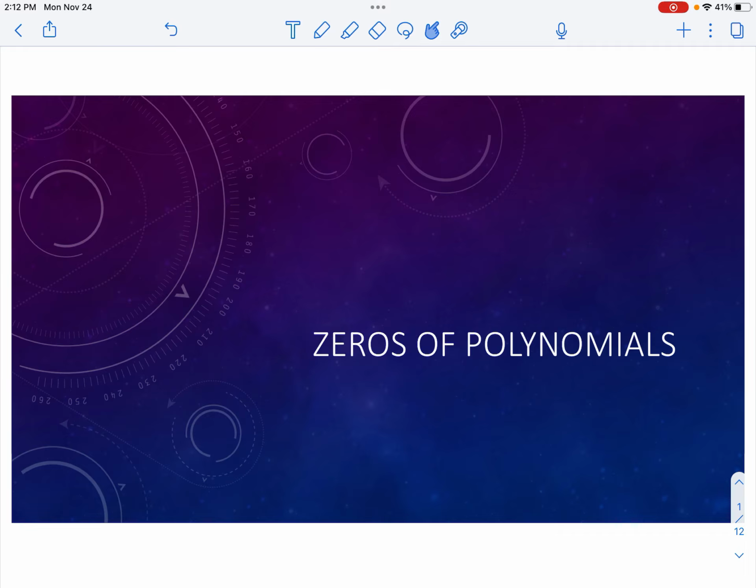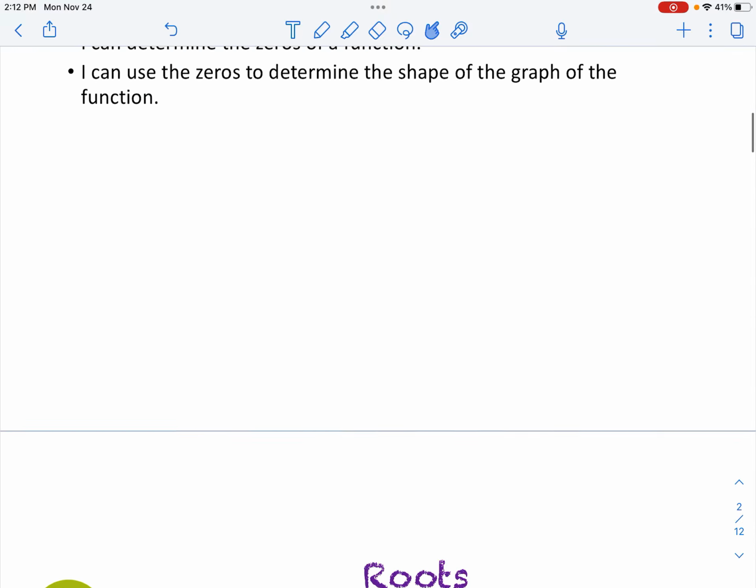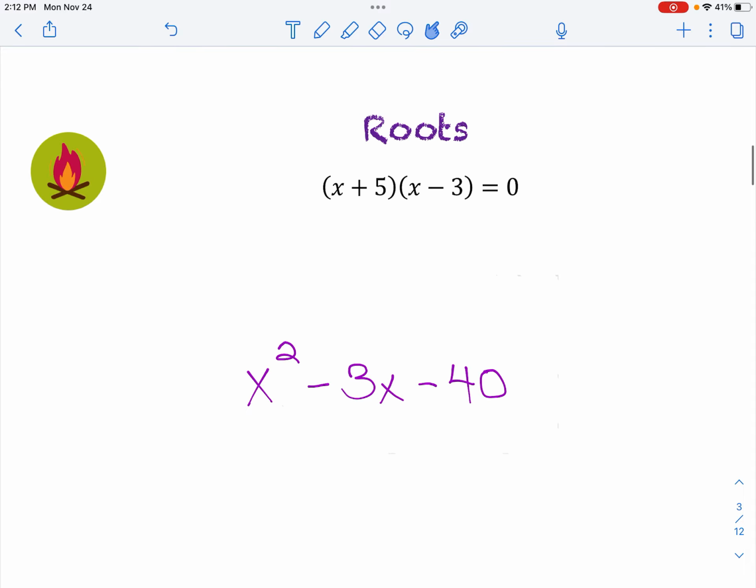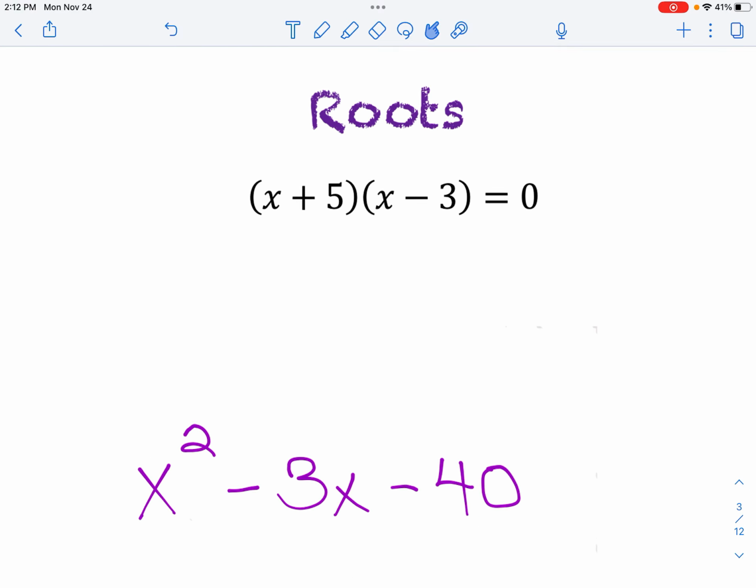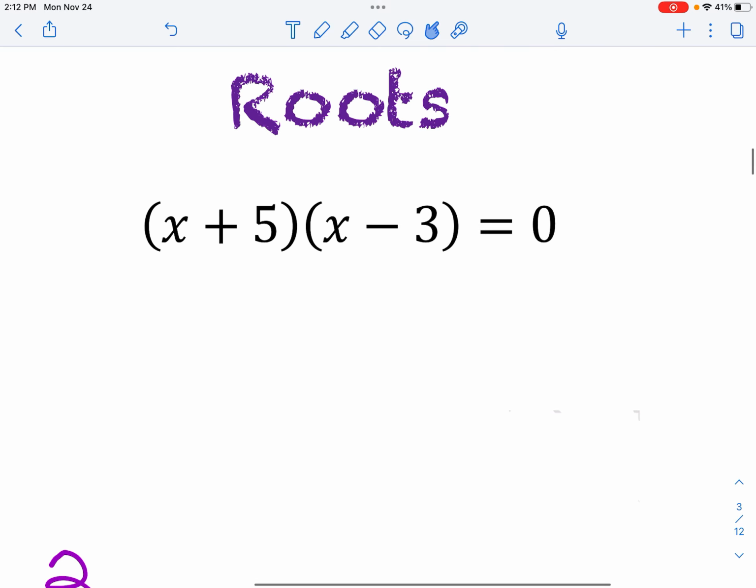Hello, this lesson is on zeros of polynomials. Before we get started, I just wanted to review a little bit about roots. Remember, roots are the same as zeros, and that's what would make the function equal to 0.